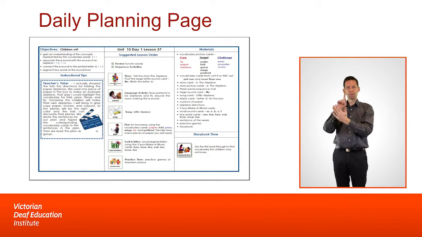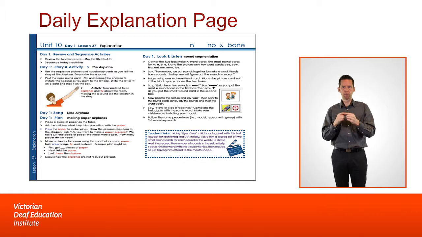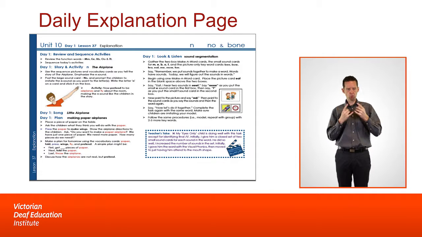For every unit, there are 4 lesson plans. The lesson plans are always comprised of 2 pages. The first page is the daily planning page, and the second page is the daily explanation page. So the first page helps you prepare for instruction, and the second page explains how to implement that day's lesson.